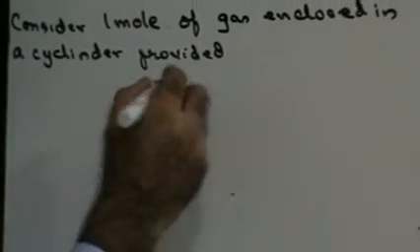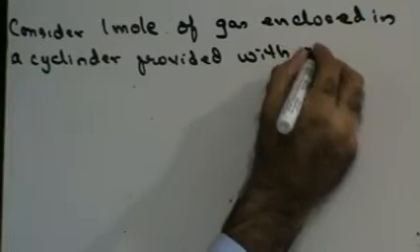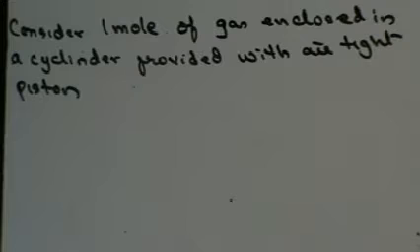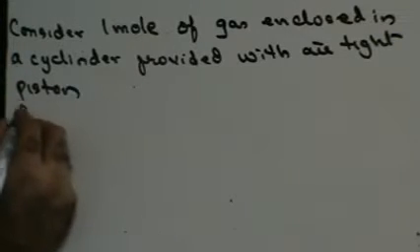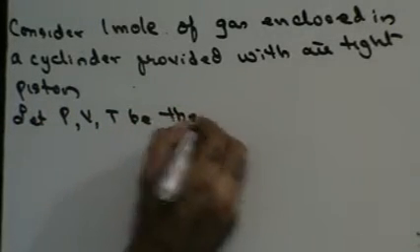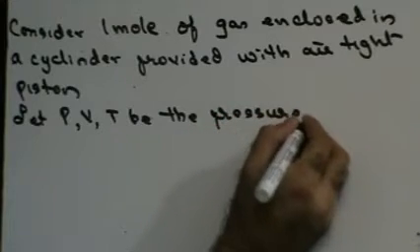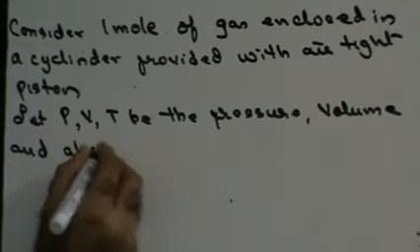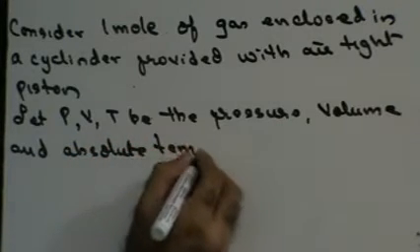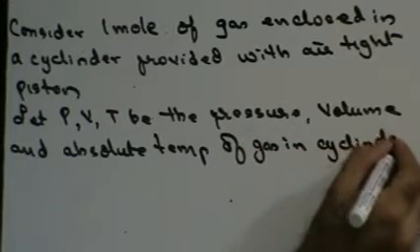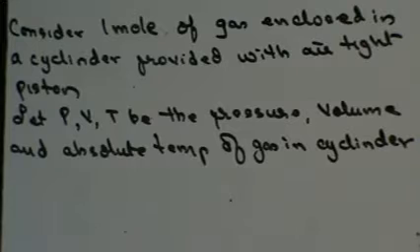with an airtight piston. Right? Now let's assume that P, V and T are the pressure, volume and absolute temperature of the gas in the cylinder. Right? Now, let us assume case 1.